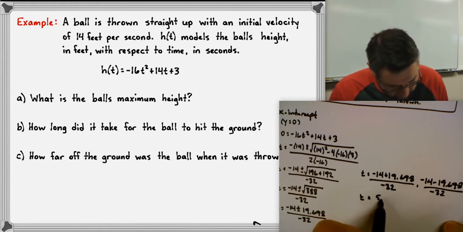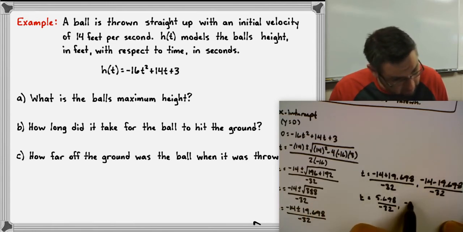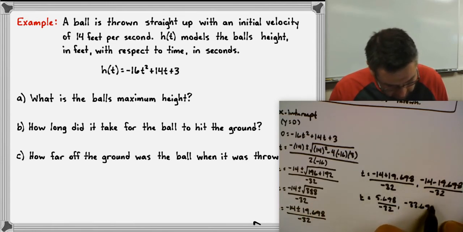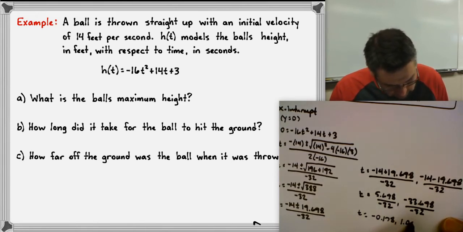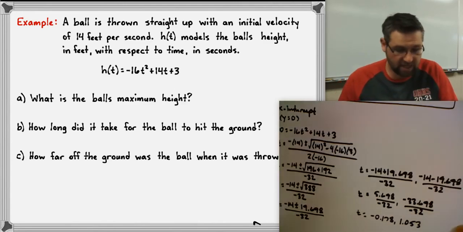So we end up with 5.698 over negative 32 for this one. And then this one's going to be negative 33.698 over negative 32. And then we'll divide. So we end up with negative 0.178 for the first one and 1.053 for the second one.